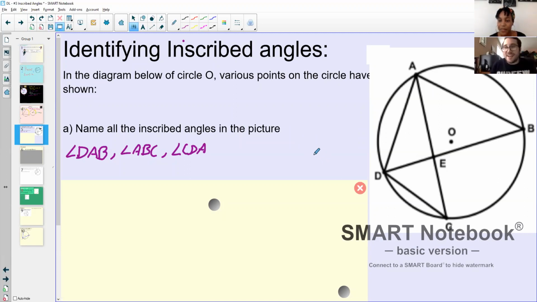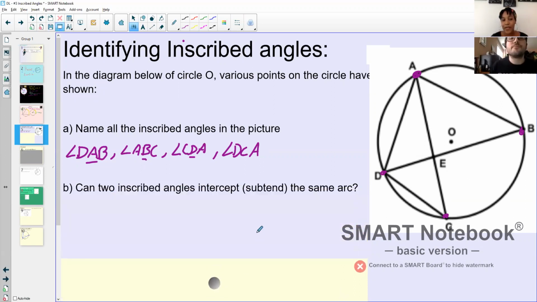So can I give a hint? Remember, when we name angles, the middle letter is the vertex of the angle. If we're trying to name inscribed angles, one of them has to have a middle letter of A, one has to have D, one has to have B. And just as Zarif pointed out, the last one has to have a middle letter of C. So DCA is the last one. Perfect. Awesome. All right.